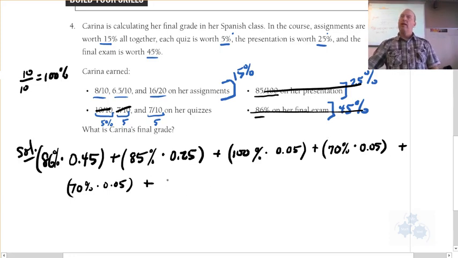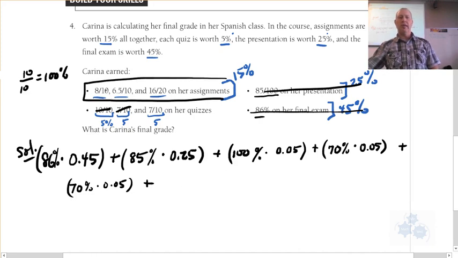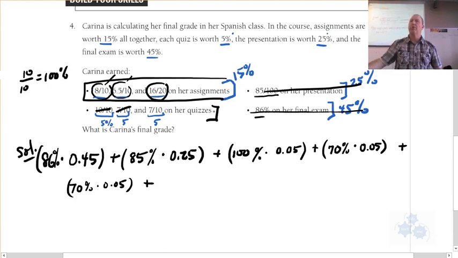Okay. Now, here's where it gets a little tricky, I guess. This whole category of assignments is worth 15%. Okay. So, do you think it would be appropriate for us to multiply this mark by 15% and this mark by 15% and this mark by 15%? Like, is that different than this one? I guess that's what I'm wondering.